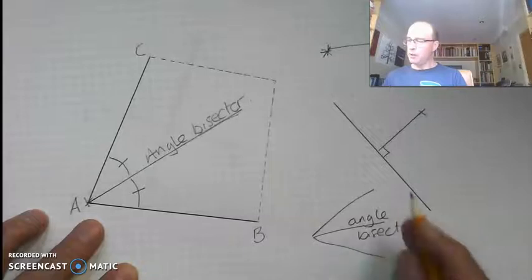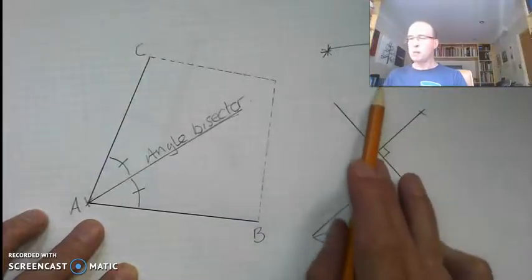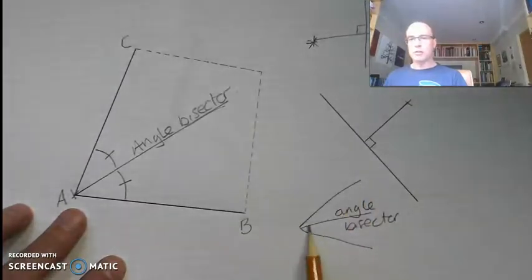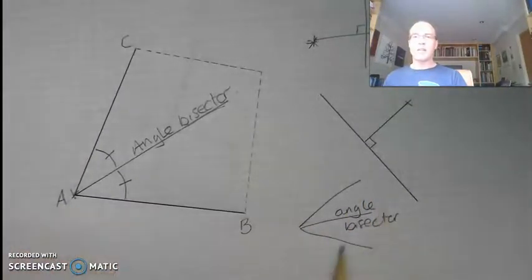So it's going to be one or the other. If you've got 2 points, you're looking for the perpendicular bisector. If you've got 2 lines, you're looking for the angle bisector, and that's going to give you the locus of points that are the same distance away from both lines.